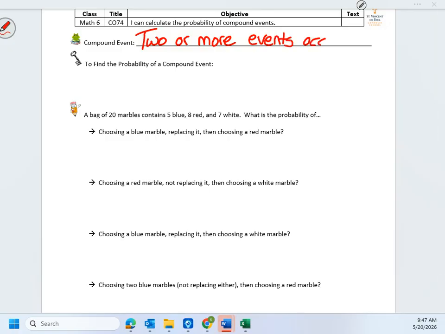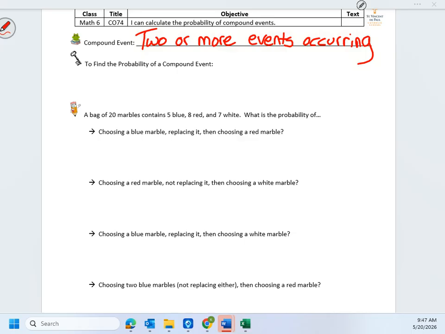And remember what we talked about with those events. An event is when we are taking an action for something. You're picking a card, you're picking a marble, you're flipping a coin, rolling a dice. Every single time you do an action, that is an event.